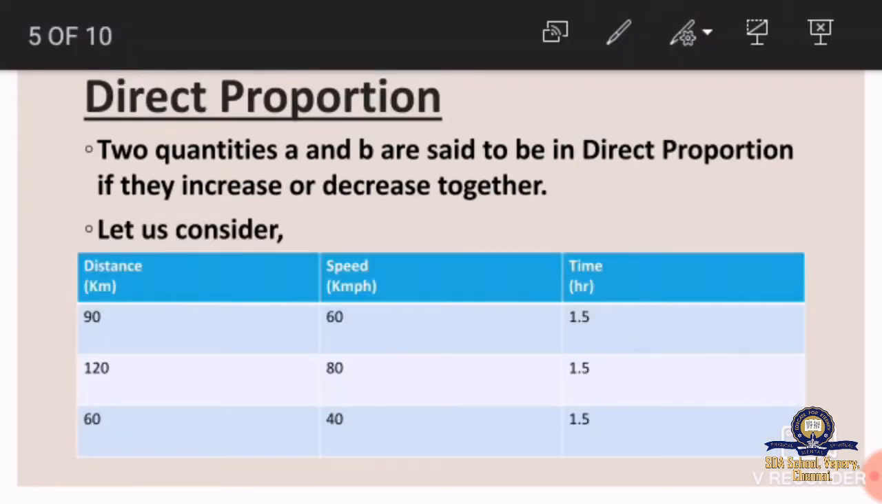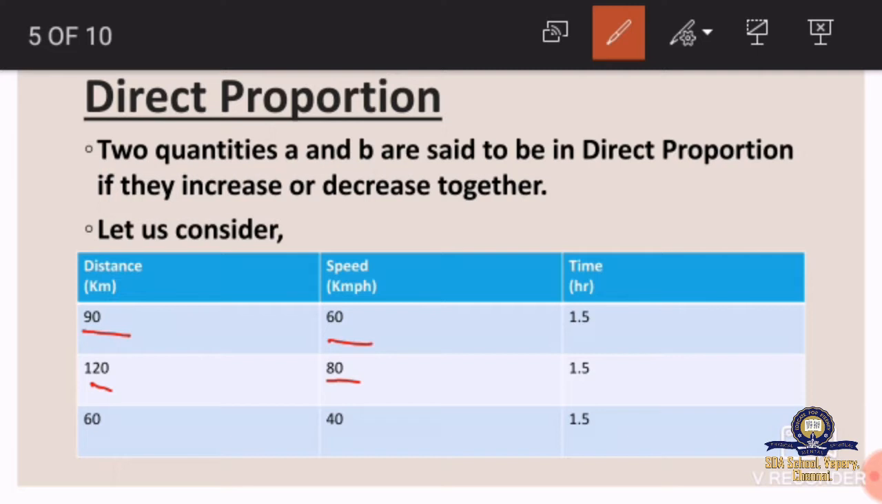Now we move on to the topic of direct proportion. In direct proportion, two quantities A and B are said to be in direct proportion if they increase or decrease together. Let us consider one problem. Here, a car travels a distance of 90 km at a speed of 60 km per hour. And again, the car travels 120 km at 80 km per hour.